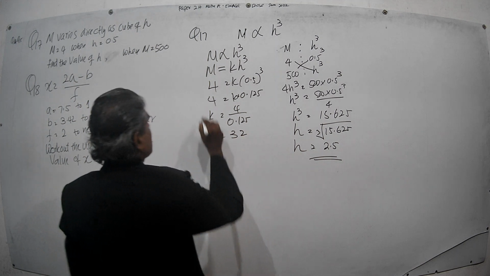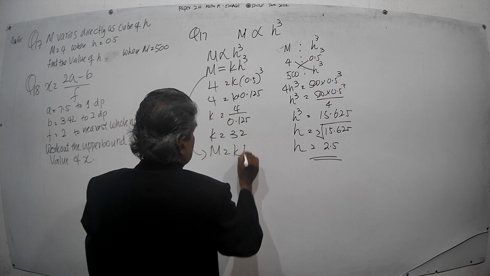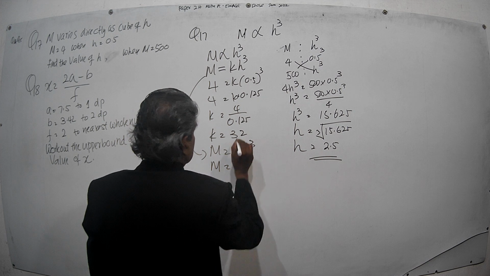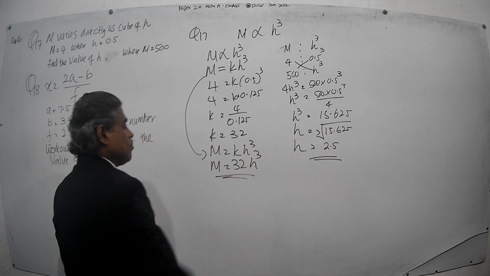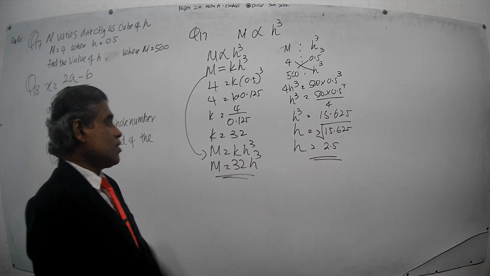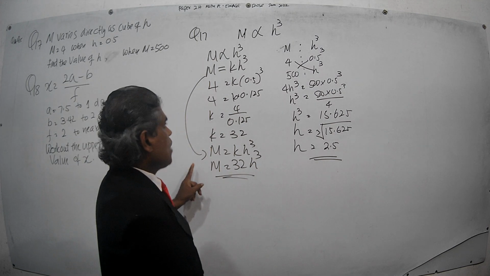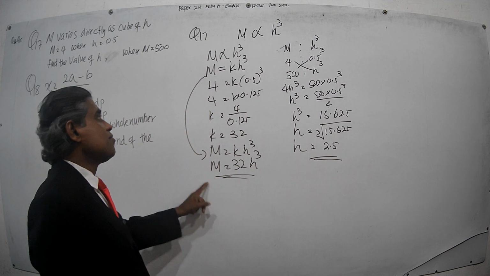Then use this equation m equals k h to the power 3, that is m equals 32 h cube. Then we have the formula for m in terms of h. But they haven't asked for this formula in this question, therefore there is no need of doing this process. This is not the answer.